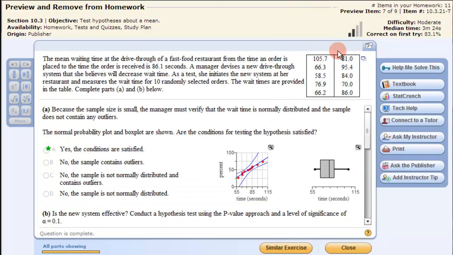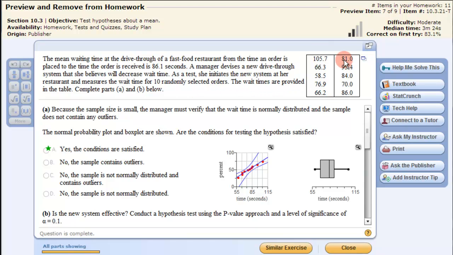Now we're going to look at a question with some data that we have to enter. The mean waiting time at a drive-through fast food restaurant, from the time an order is placed to the time the order is received, is 86.1 seconds. A manager devises a new drive-through system that she believes will decrease the wait time. As a test, she initiates the new system at a restaurant and measures the wait time for 10 randomly selected orders. The wait times are provided in the table.